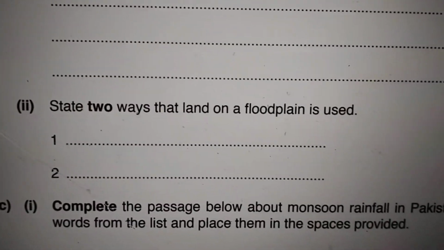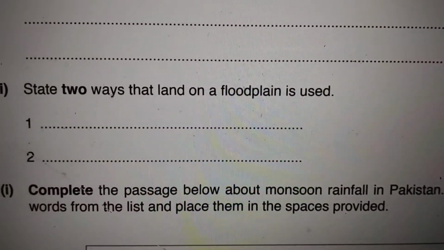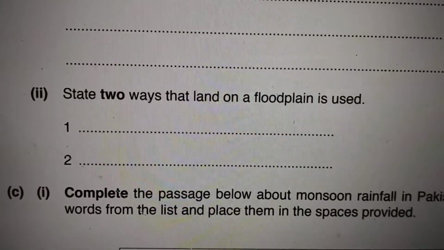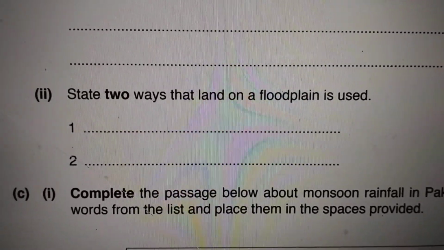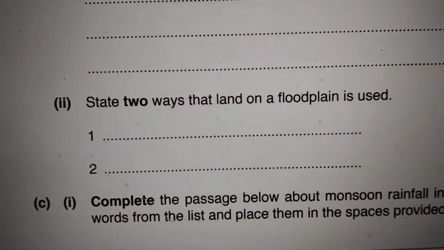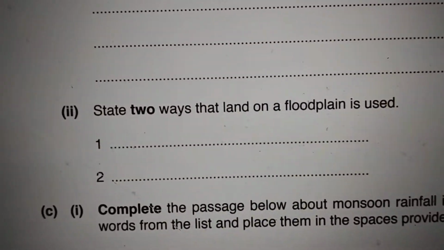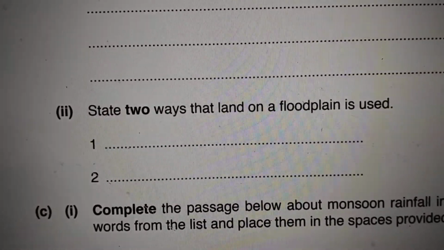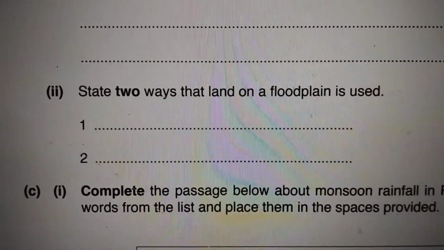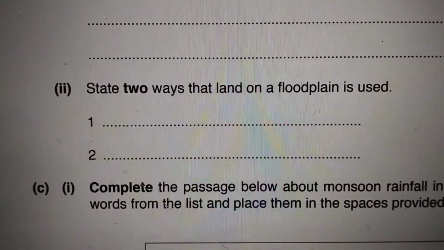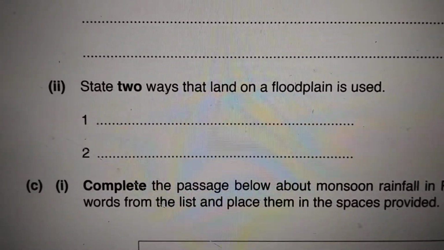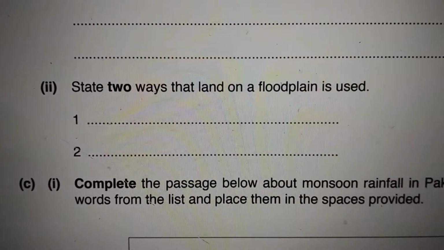Then part 2 is: state two ways that land on a floodplain is used. It can be used for farming, growing crops, and it can also be used for fish farming. So fish breeding can be there, and you can also write that it can be used for irrigation purposes. It is quite good for growing crops and fish breeding.